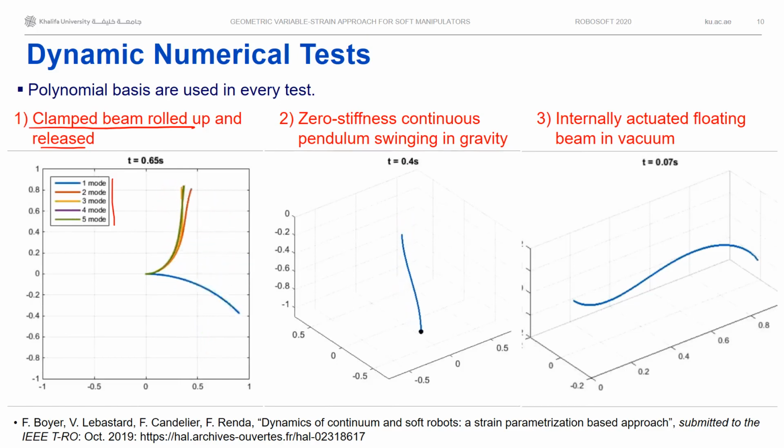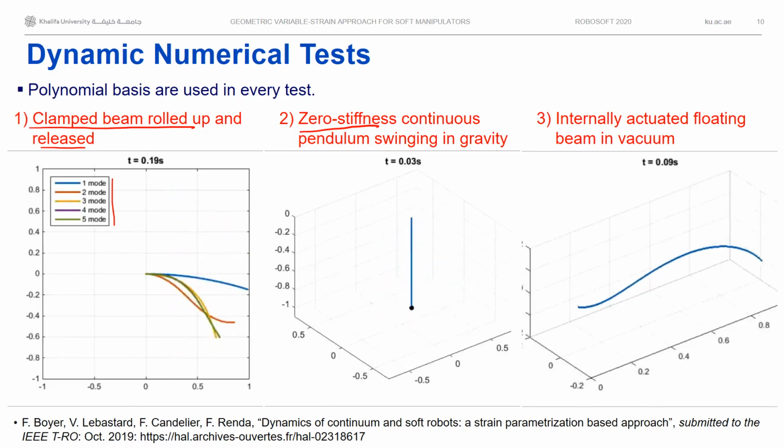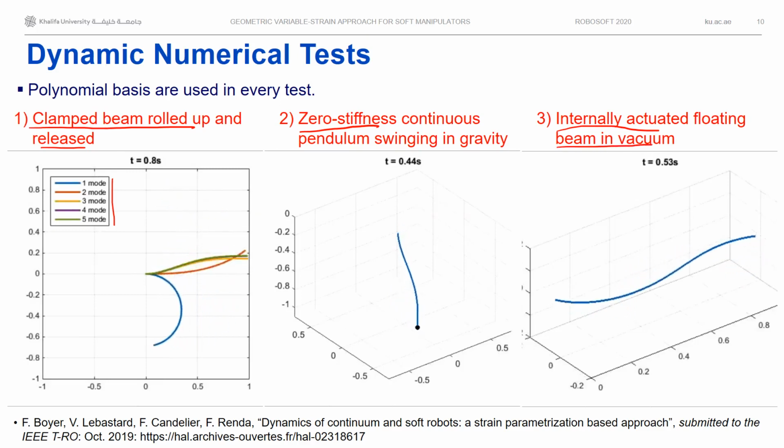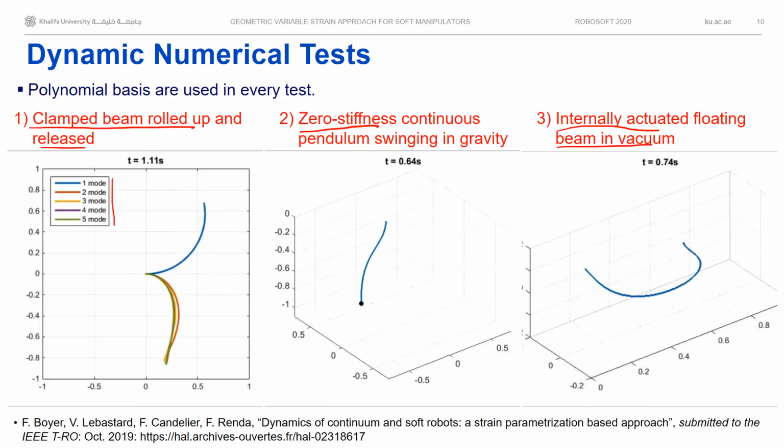The second test is a zero stiffness continuous pendulum swinging in gravity that allows us to confirm that our model is able to compute dynamic motion without the support of any constitutive law. The third test is an internally actuated floating beam in vacuum that verifies the conservation of momentum.